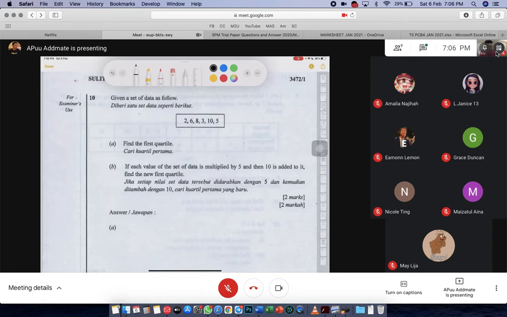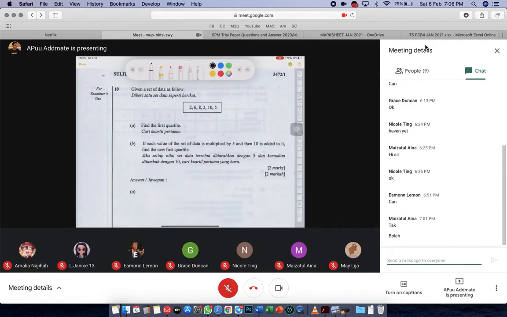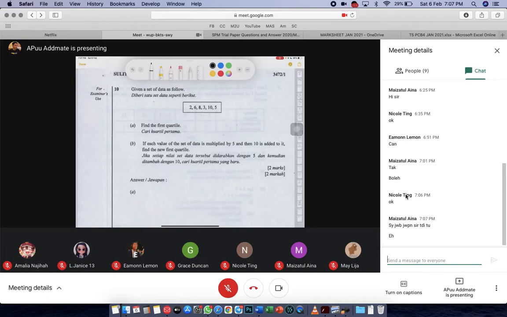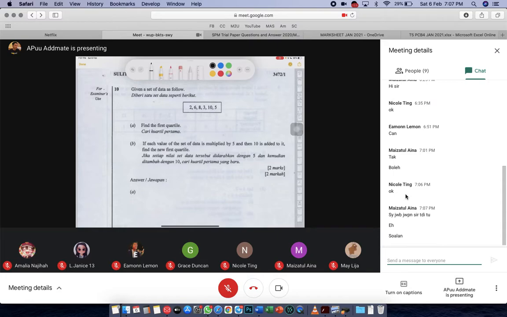Nicole, okay mah Nicole? Maizatul, tak boleh Maizatul. Mana satu bahagian yang tak dapat Maizatul? Okay. Ingat tak ada soalan yang si boleh tadi? Okay, alright. So, tengok soalan nombor 10 lah. Mai, dapat jawapan Mai? Soalan nombor 10.